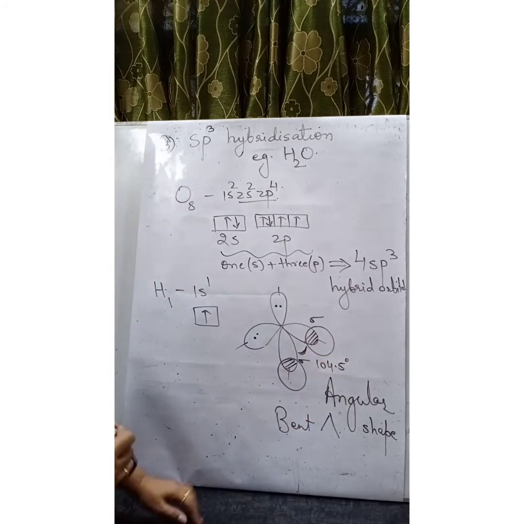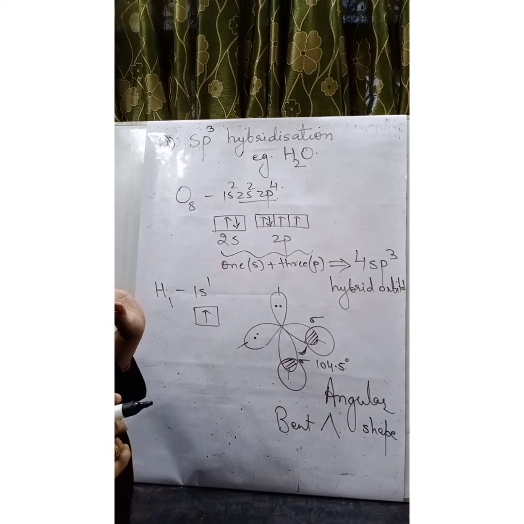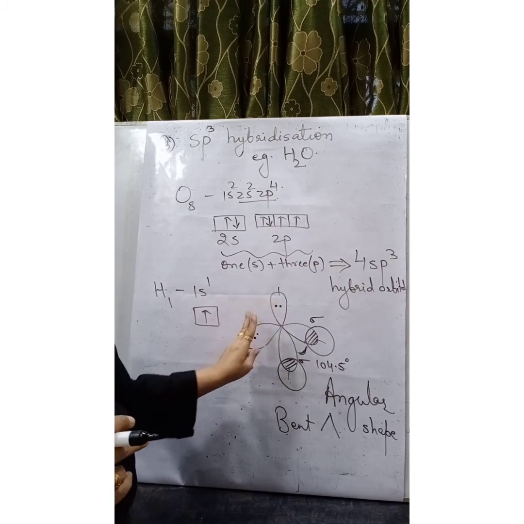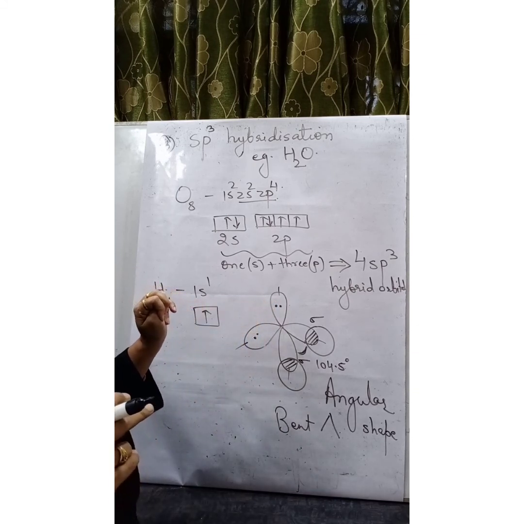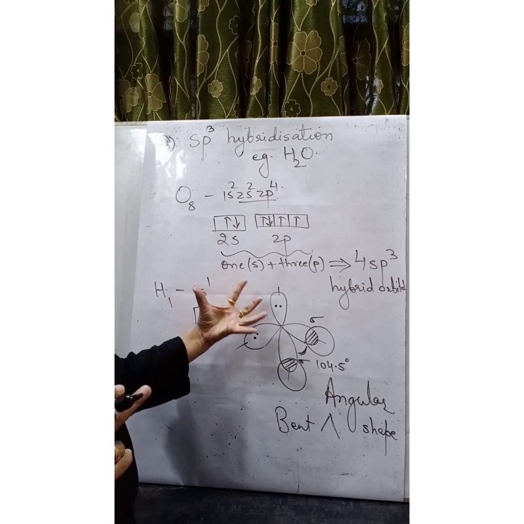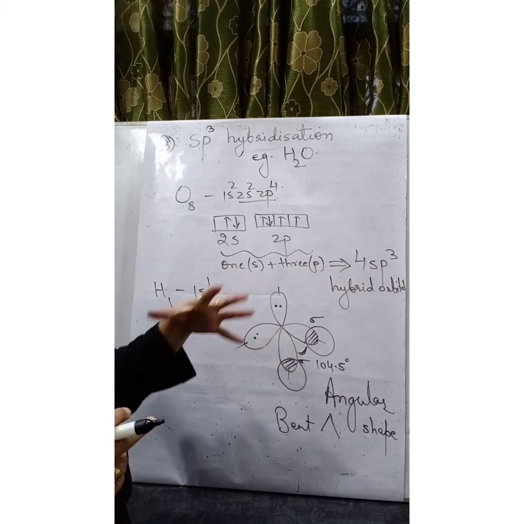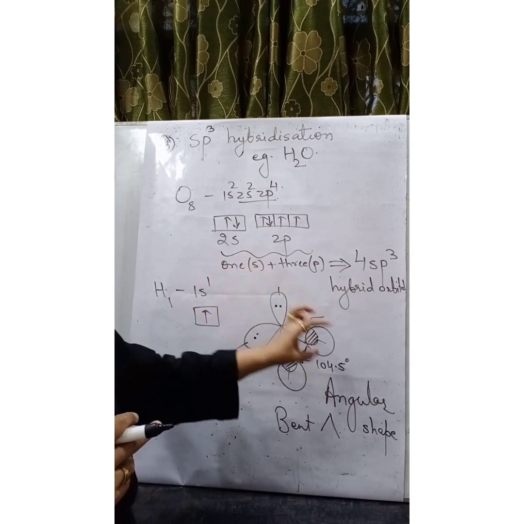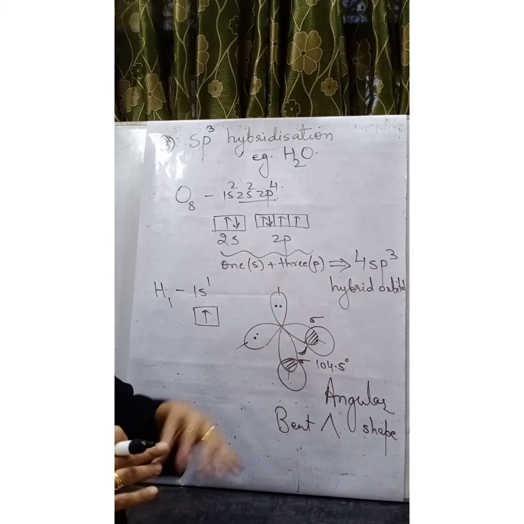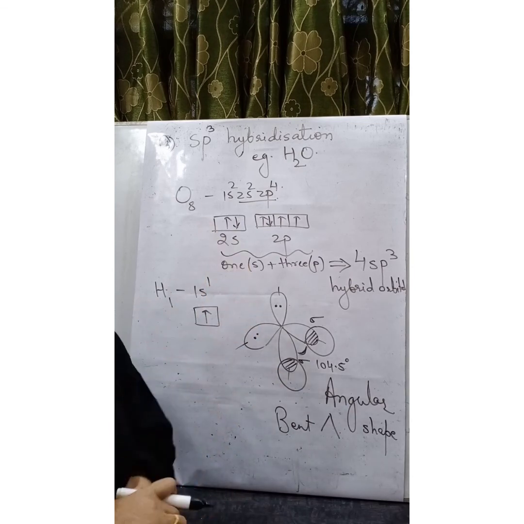104.5 degree. So basically sp3 hybrid orbitals have tetrahedral geometry, but here because of repulsion between lone pair and lone pair and lone pair and bonded pair, the distortion takes place in the molecule and the tetrahedral geometry changes to angular geometry, or we can say bent V shape with a reduced bond angle of 104.5 degree.